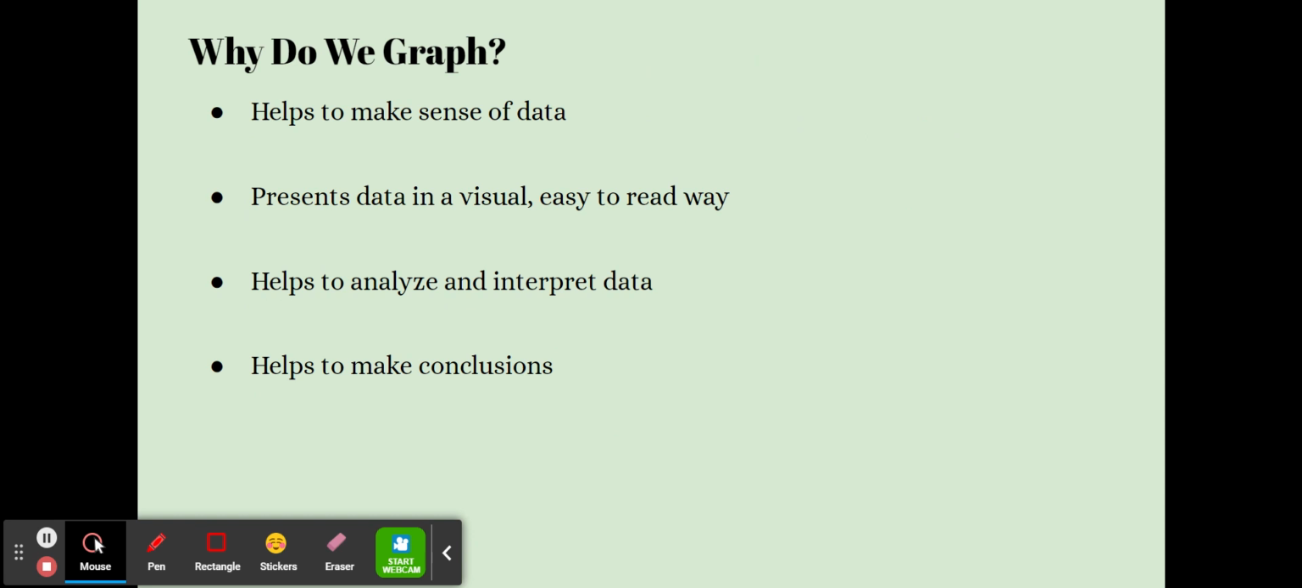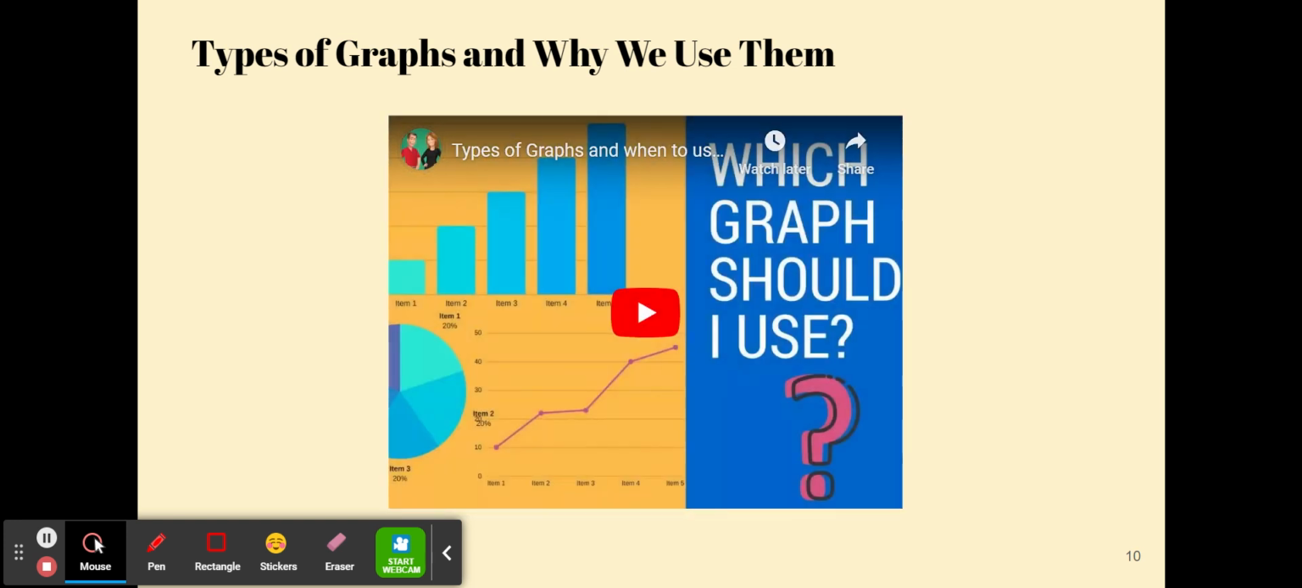So what are some reasons why we graph? It helps us to make sense of the data, right? When I just have a whole bunch of data in front of me, sometimes I can't make conclusions. So the data is presented in a visual, easy to read way. It can help me to analyze and interpret and make conclusions. You will be asked if you would like, as an option, to watch this video here, which goes through the different types of graphs and when to use what type. Because you don't just use any graph you want. There's particular reasons why you might choose a bar graph over a line graph, over a circle graph, etc.